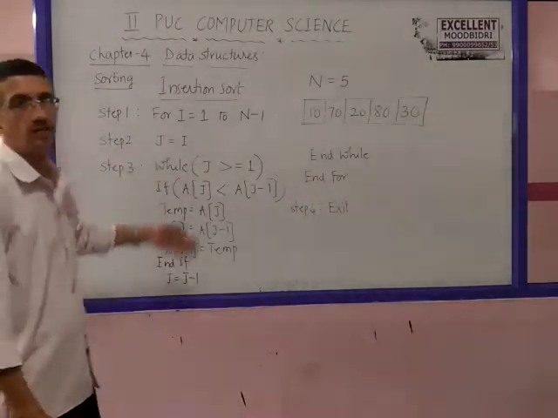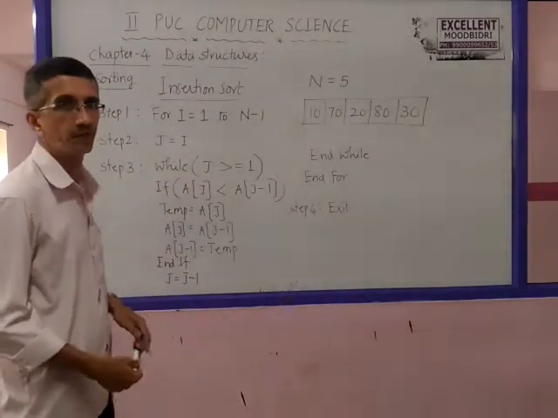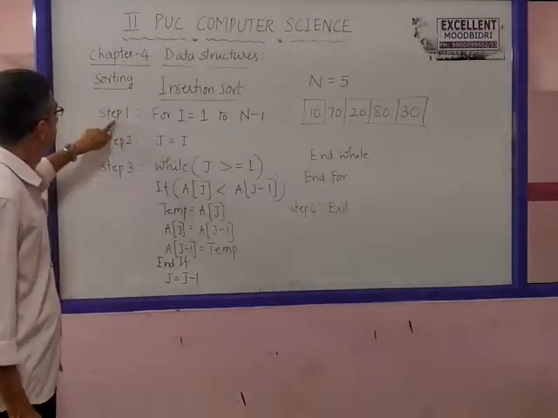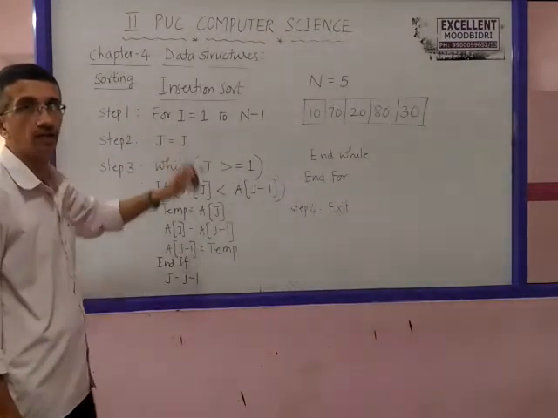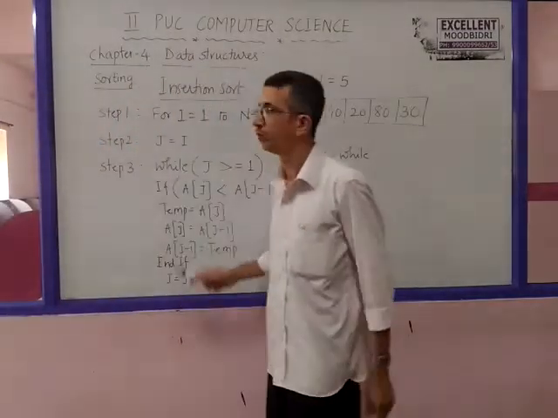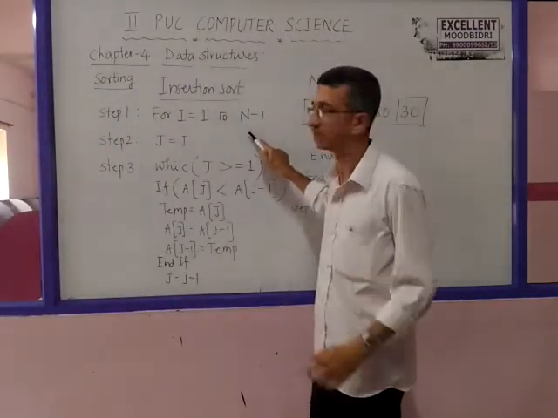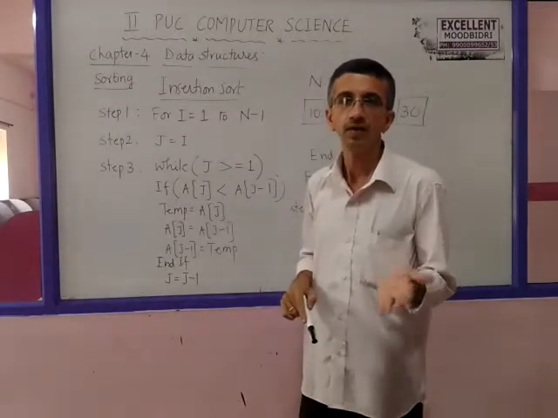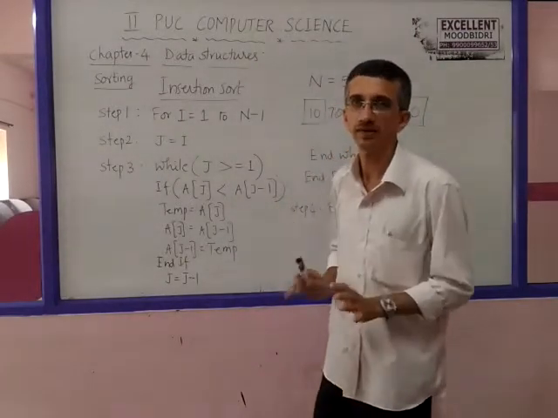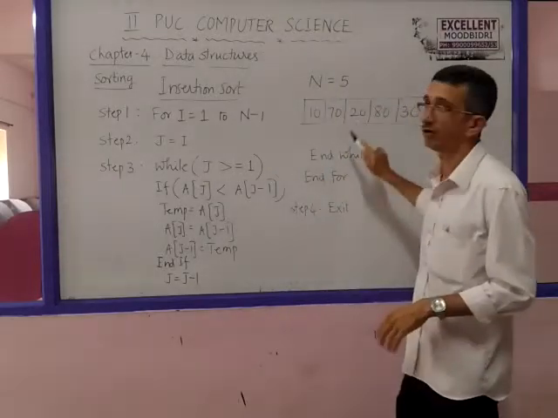Now let us see this algorithm. I have already written the algorithm to save time. Step 1: for i is equal to 1 to n minus 1. As I have taken the first outer loop, we will take care of the number of passes, 1 to n minus 1. If there are n items in the array, there are a total of n minus 1 passes. If there are 5 items, there will be 4 passes.